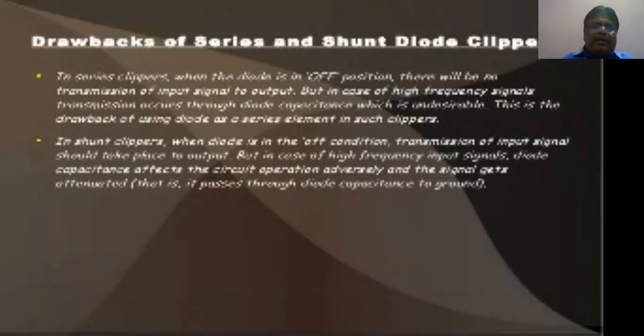Next drawback. In shunt clippers, when the diode is in the off condition, transmission of the input signal should take place to the output. But in the case of high frequency input signals, diode capacitance affects the circuit operation adversely and the signal gets attenuated. That is, it passes through the diode capacitance to ground.